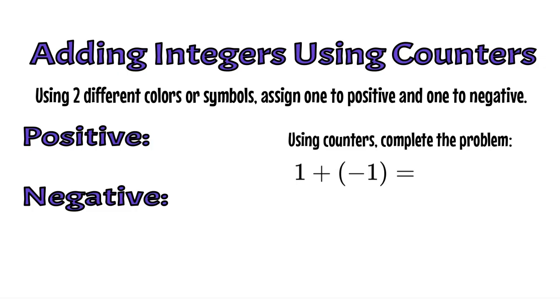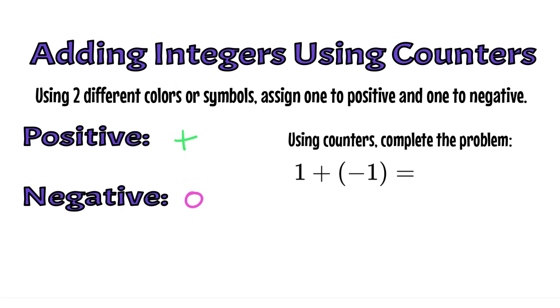Another method for helping us to find sums of integers is by using counters. To do this, you want to assign either 2 different colors or 2 different symbols, one each to positive and negative. In this video, I'm going to assign positive counters to be a green plus, and negative counters are going to be a pink circle. You can pick whatever symbol, or if you want to use color, that works for you.